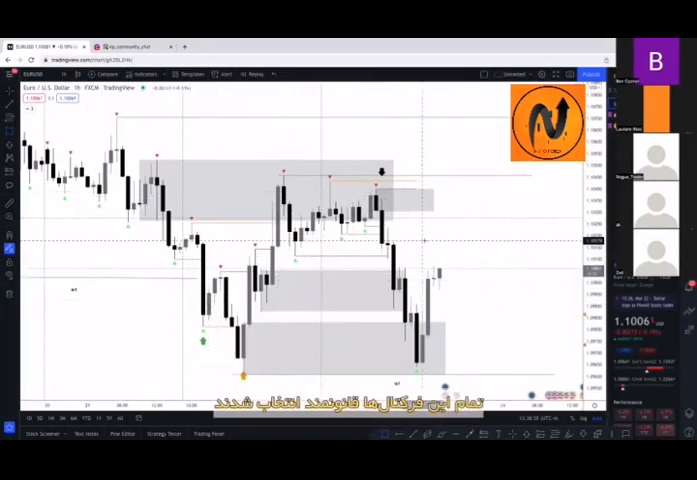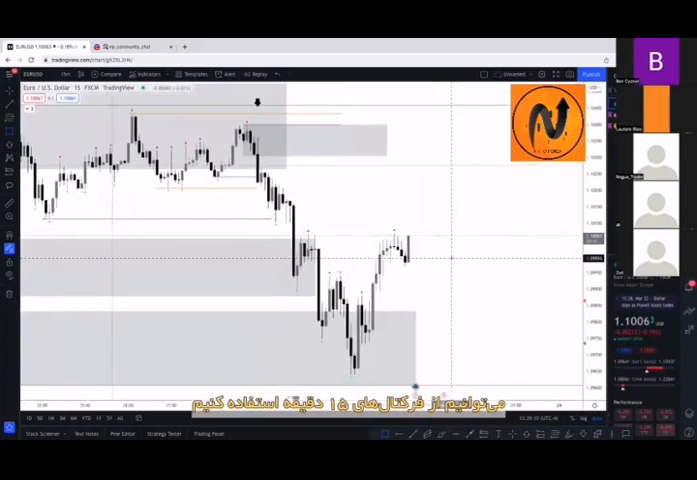All these fractals were objectively made. That wasn't me guessing any high or low. The fractals told me it was a high or low. After I'm done on the 1 hour, we move our way into the 15-minute, and we can use those 15-minute fractals.